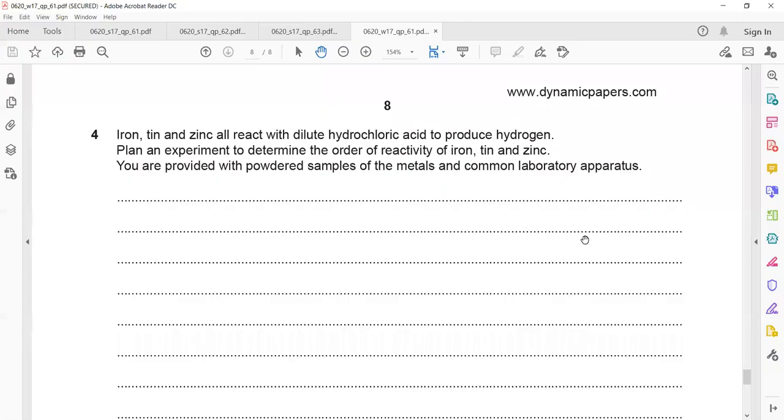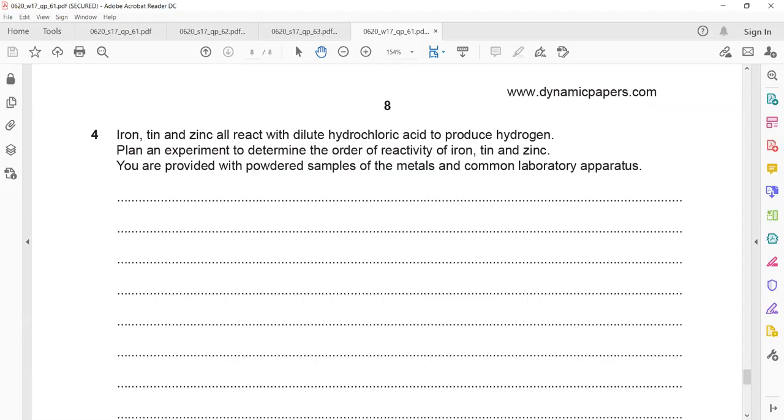This one is October, November 2017, paper 6, variant 1. Iron, tin, zinc all react with dilute acid to produce hydrogen. Plan an experiment to determine the order of the reactivity for iron, tin, and zinc, and you're provided with a powdered sample. So here we already have a powder, so we don't have to crush. If you mention mortar, pestle, crush, then it is not getting any marks here. And a common lab apparatus.